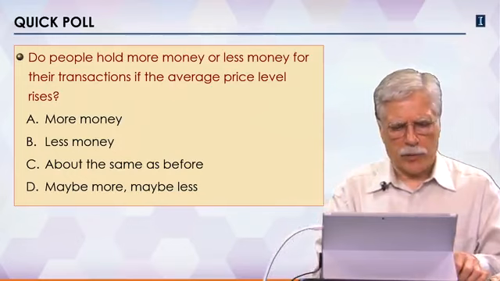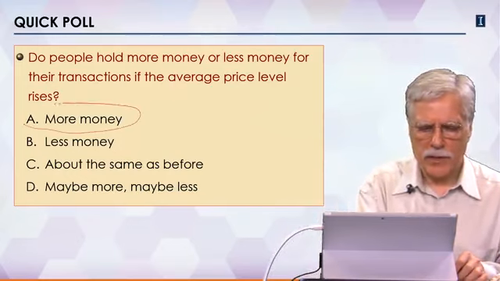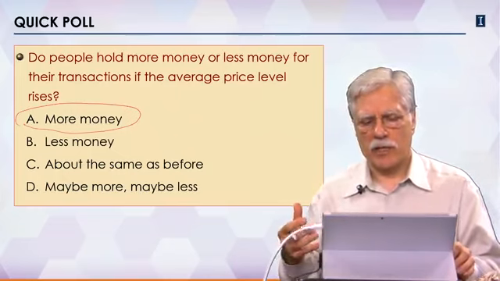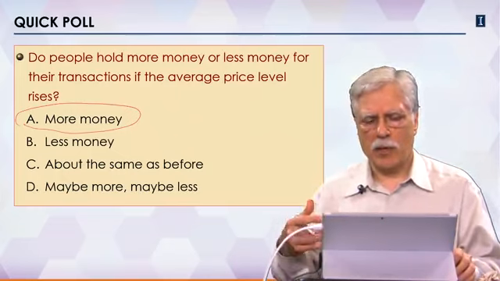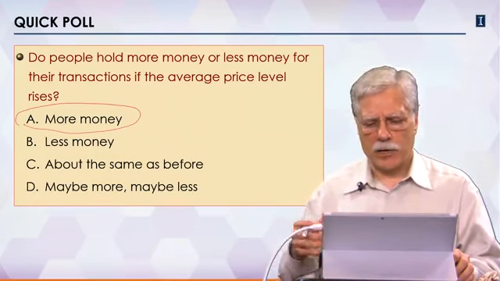Again, the answer should be more money. The reason is that we're buying the same goods and services. We need more money for our transactions because the nominal amount that we pay for the goods and services we buy is higher now.